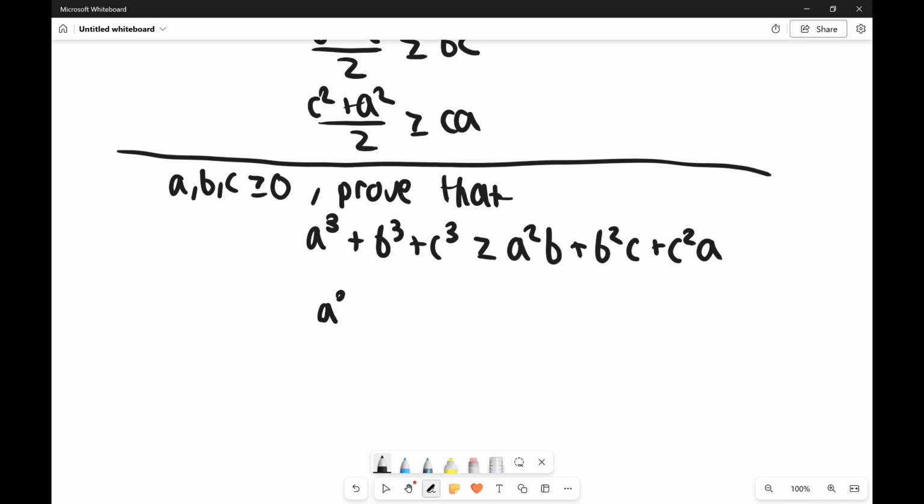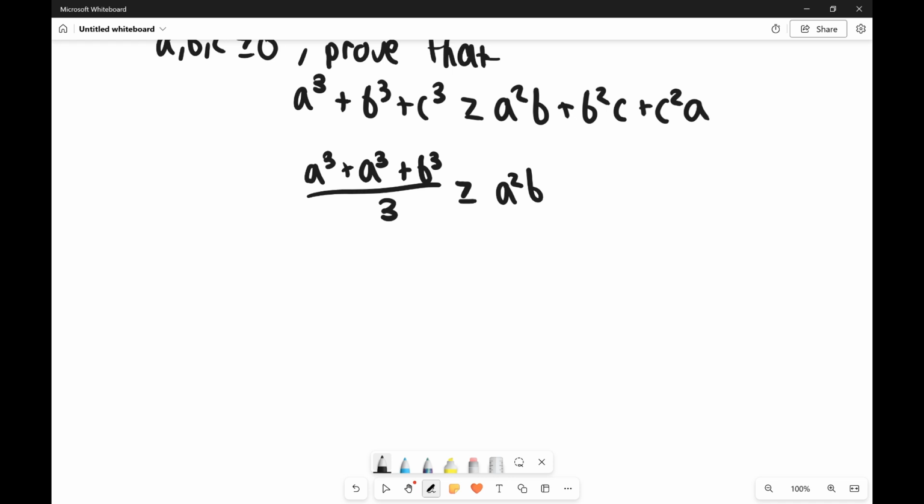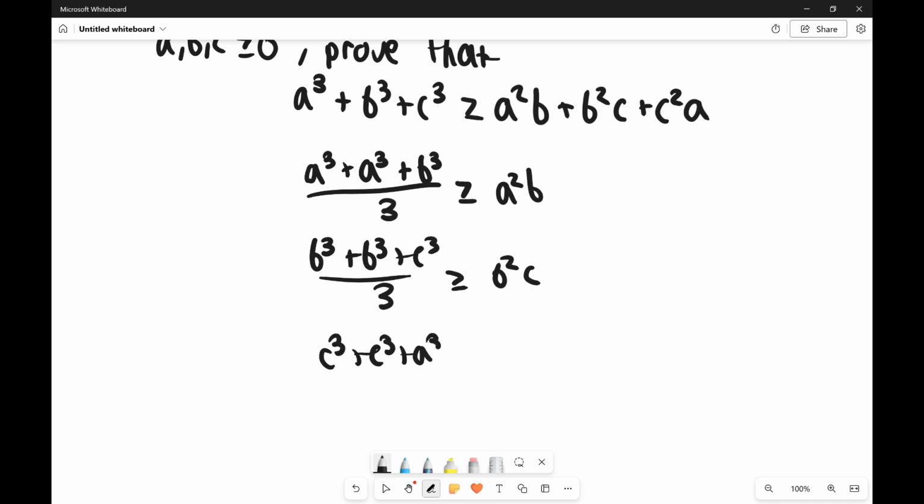So we have a cubed plus a cubed plus b cubed over 3 is greater than or equal to a squared b by AM-GM. And we get similar inequalities for the other ones, namely b cubed plus b cubed plus c cubed over 3 is greater than or equal to b squared c, and then c cubed plus c cubed plus a cubed over 3 is greater than or equal to c squared a. And summing these will finish.